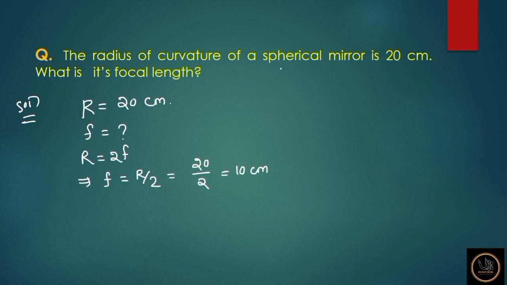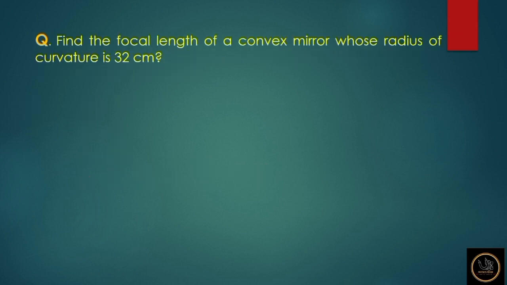But here spherical mirror is given. If spherical mirror is given, then you can put the value of R and F as positive. But in the special case, if any concave mirror or convex mirror is given, then the value of F or R will be different. That means you have to consider the sign convention part. Clear? Then second question.